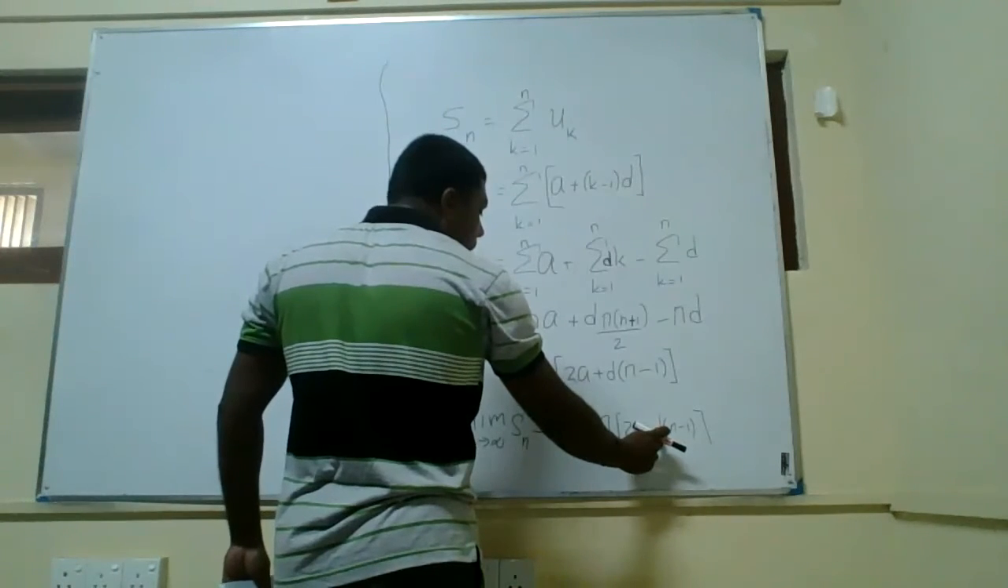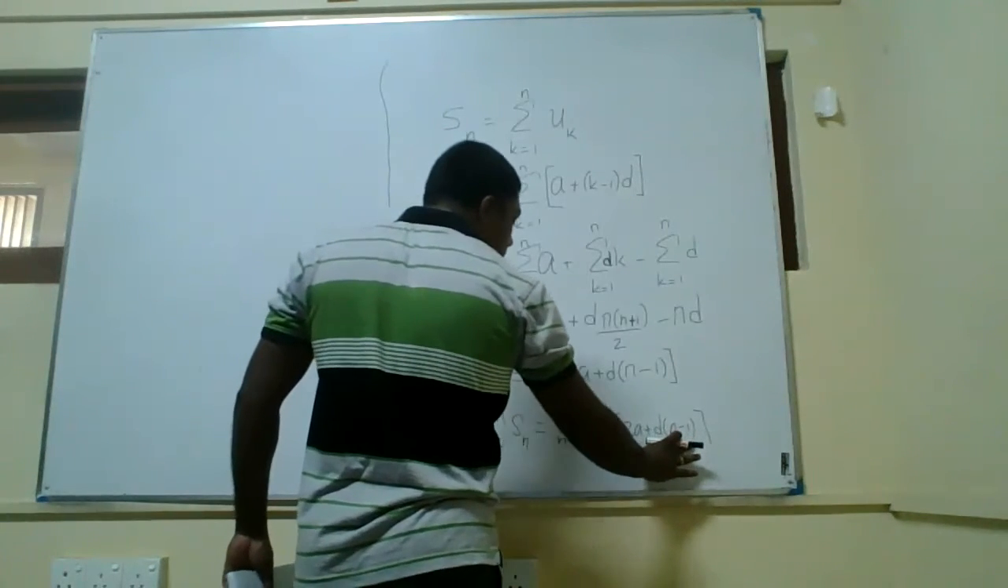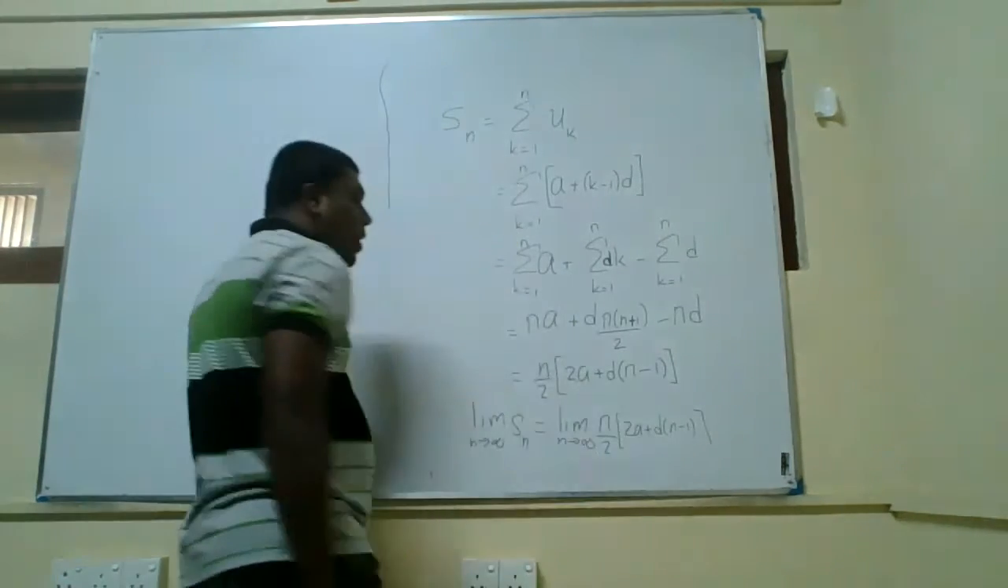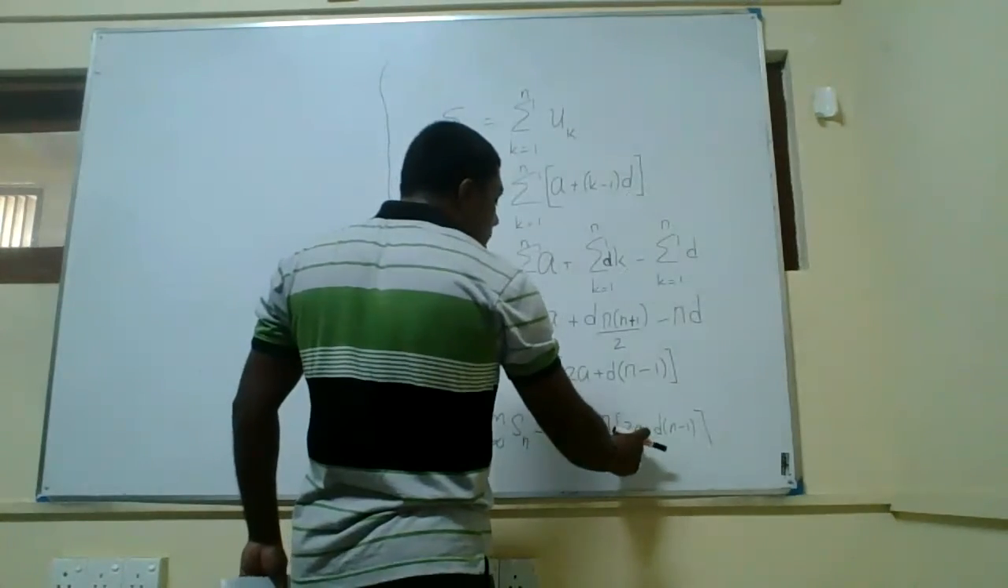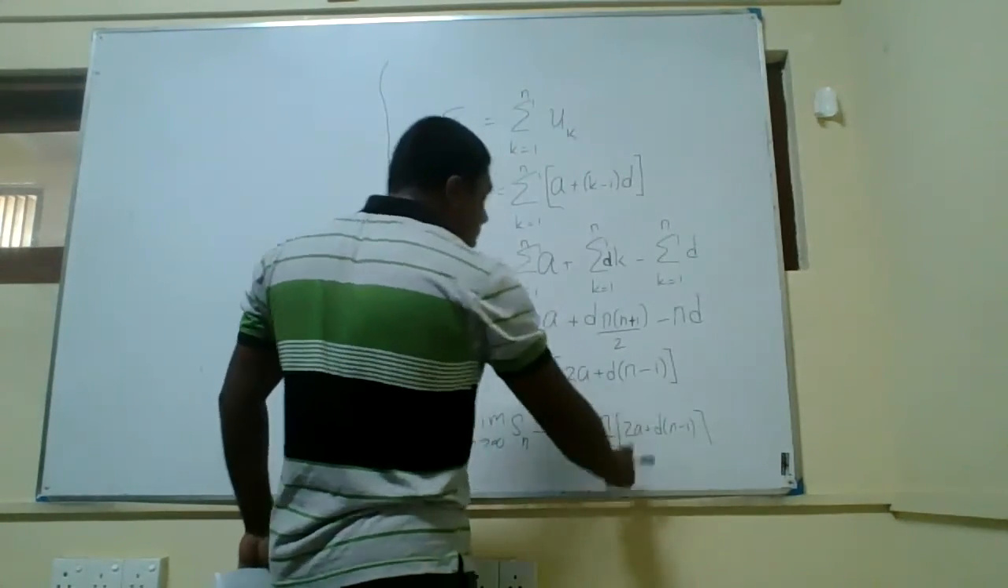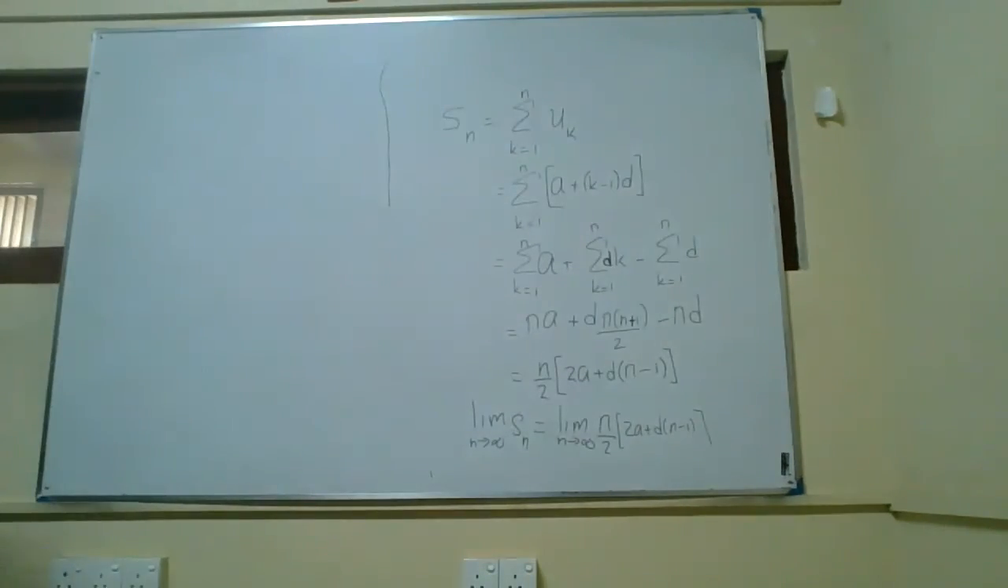If this term is minus, this whole thing will be minus. And when n gets larger, this term will become minus and Sn goes to minus infinity.